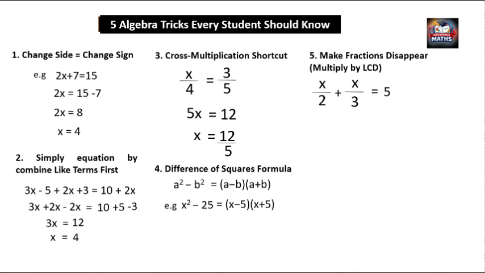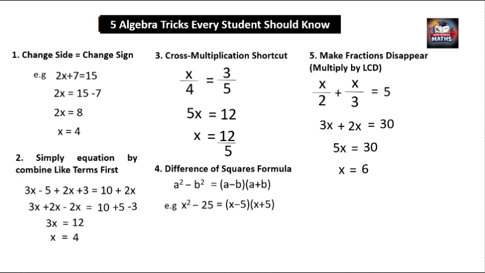So 6 times x will give you 6x. 6x divided by 2 will give you 3x, plus 6 times x will give you 6x. 6x divided by 3 will give you 2x, which equals 6 times 5, which will give you 30. So you can easily add 3x plus 2x, which gives you 5x equals 30. And to get the value of x, you simply divide both sides of the equation by 5. So 5x over 5 gives x, and 30 divided by 5 gives you 6. So this is how to do it.